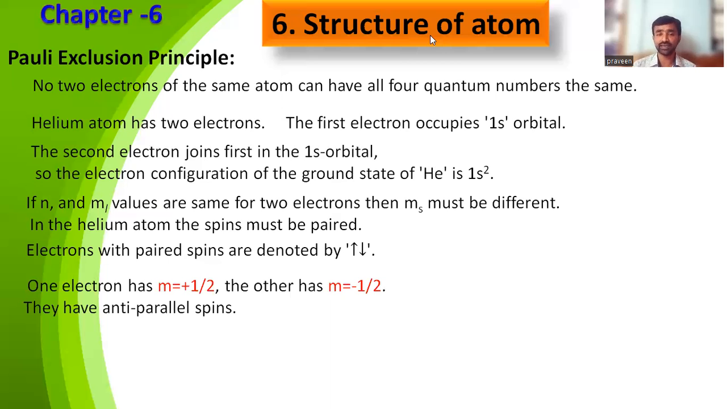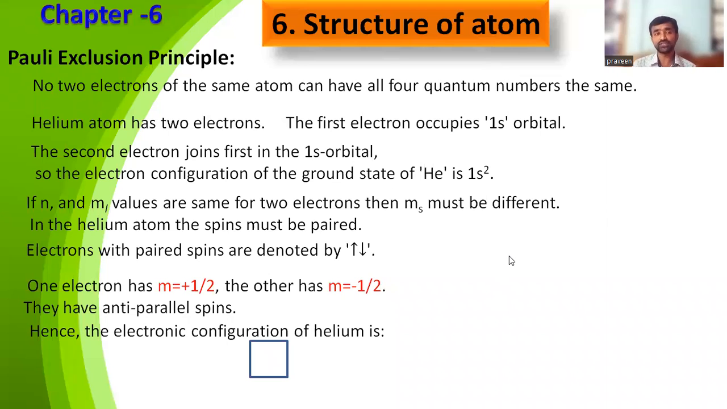Now we take the helium atom electronic configuration. In the first level, n equal to 1, in the degenerate orbital, l equal to 0, so it goes into the s orbital. So it becomes 1s. How many electrons are there? Two electrons, filled into this orbital. One is with an upward arrow and the other with a downward arrow. So the electronic configuration of helium is 1s2.